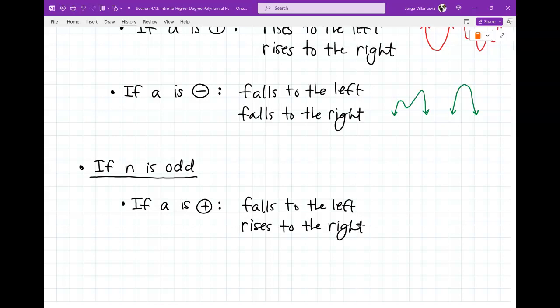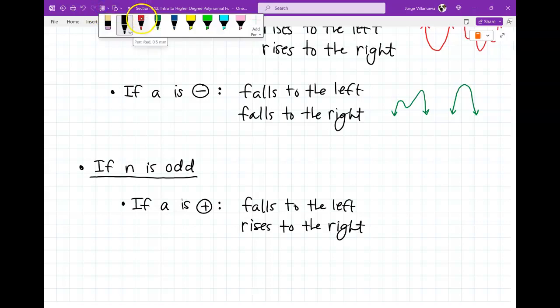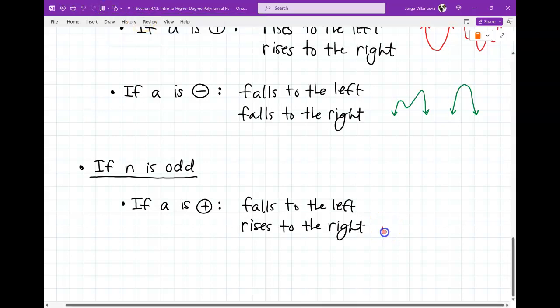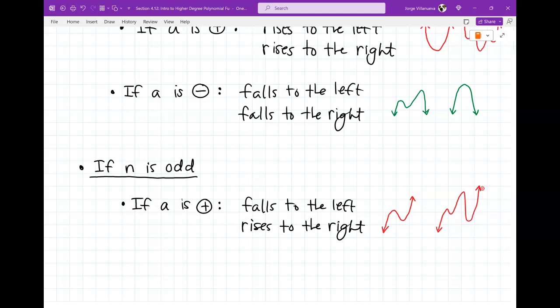Because these are your answers. These are the answers you guys are putting. Falls to the left, falls to the right. Falls to the left, rises to the right. Rises left, rises right. That's what you're going to be writing for a lot of these things. So these might look something like this. I mean, they can get more complicated, but as long as the left side is going down and the right side is going up. Okay?